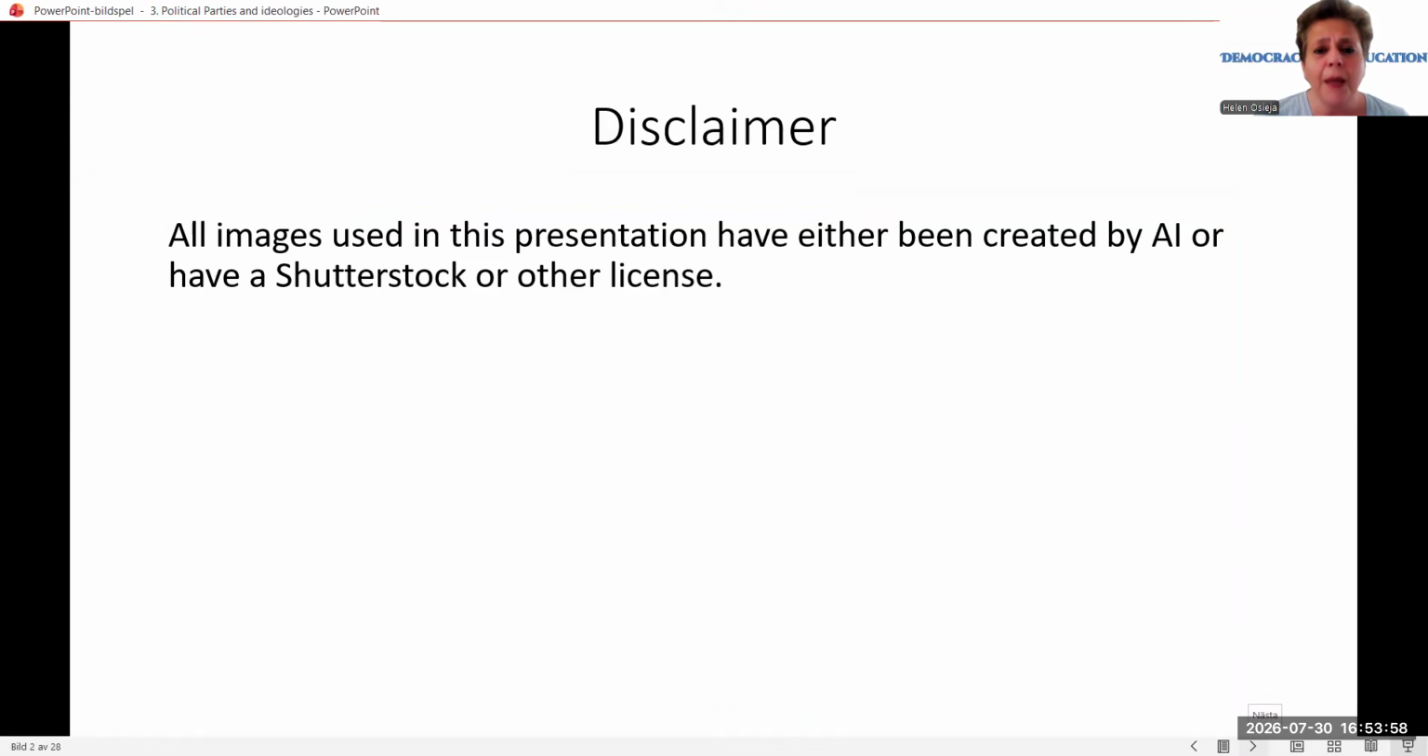However, before I begin with this presentation, I would like to announce that all images used have either been created by artificial intelligence or have a Shutterstock or other license like Wikimedia Commons.